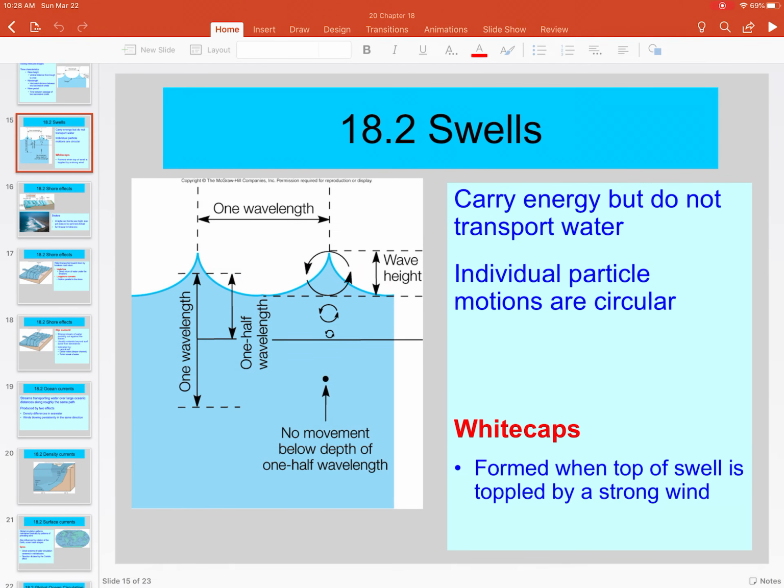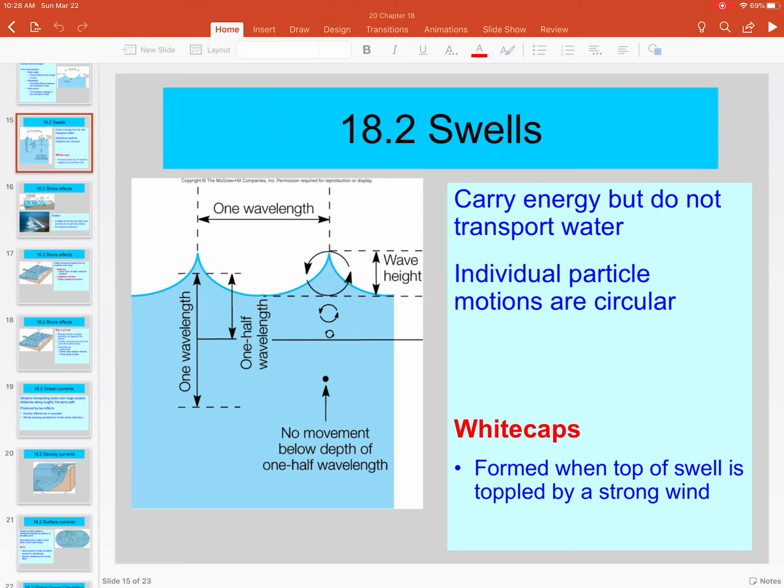Now, swells are going to be things that carry energy but do not transport water. So the individual particle motions are circular. So if you see here beneath the wave, there's no movement below the depth of 1/2 length. But as we go up, you start to see this circular motion, right? And so that is called a swell, where you see this individual circular motion.